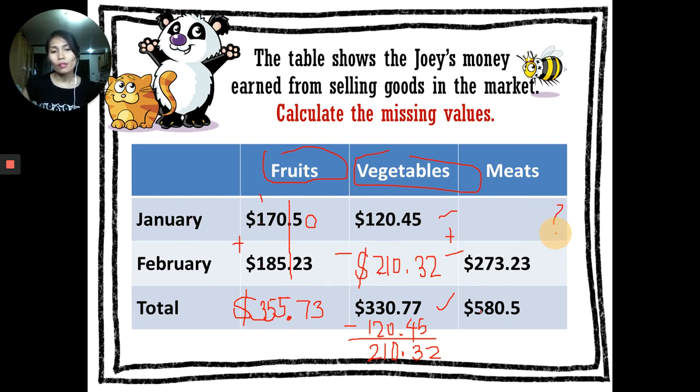The total earning is 580 and 5 tenths. On February is 273 and 23 hundredths. So how much on January? So again, the total is the biggest number, so we are looking for a smaller number. That means we will also minus, right? So again, we will minus from the minuend. Since this is the biggest number, we will minus from here.